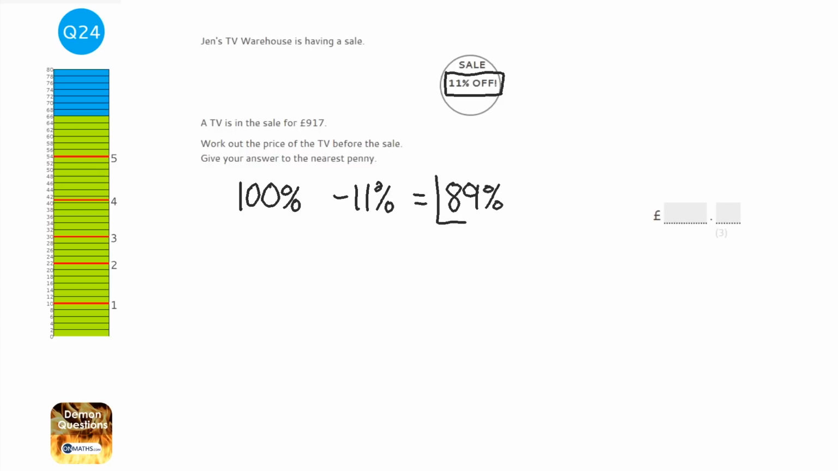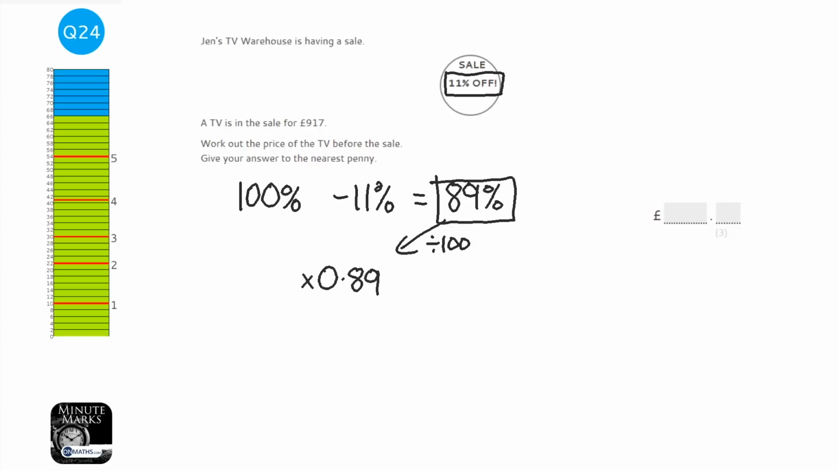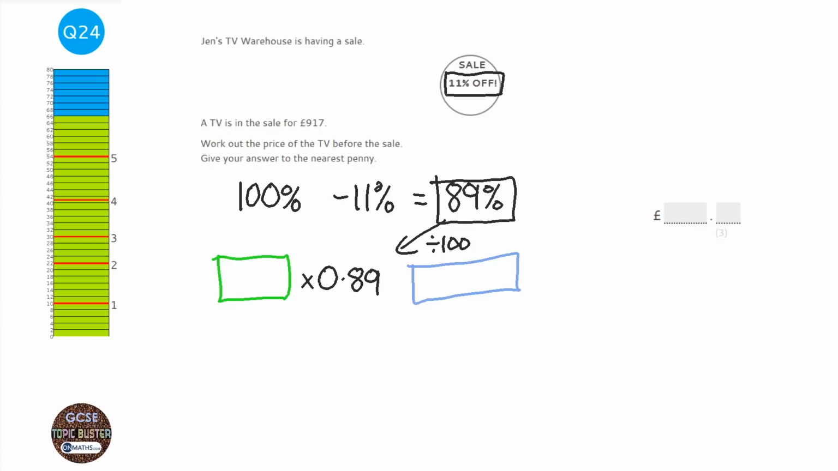Now, 89% is not a multiplier yet. All you need to do is divide it by 100 to make it a decimal. So in your calculator or in your head, divide it by 100 and you get 0.89. And that's a multiplier because all we need to do is put any number in here, we times it by 0.89, and it gives us what the new number is with 11% taken off. But the difference with this question is we're not working this way, we're working this way.